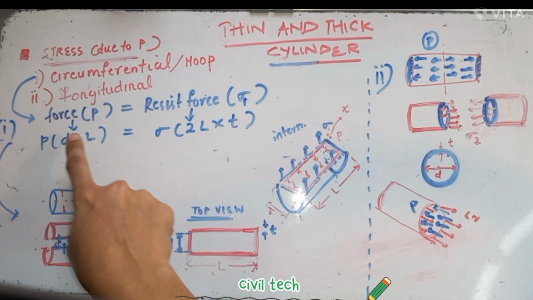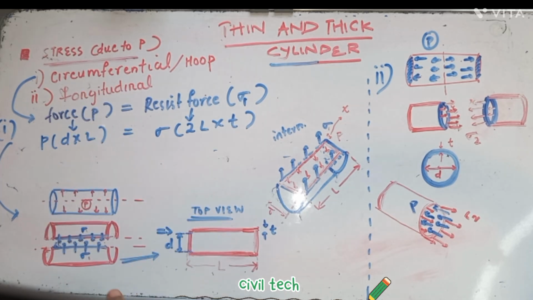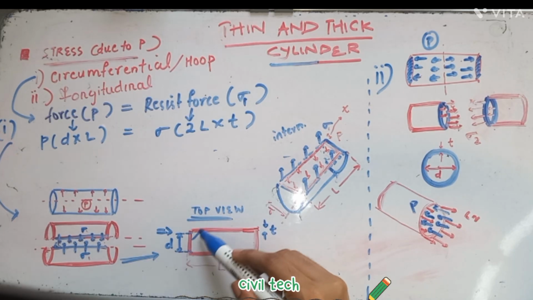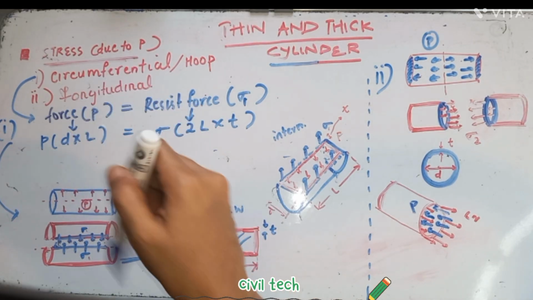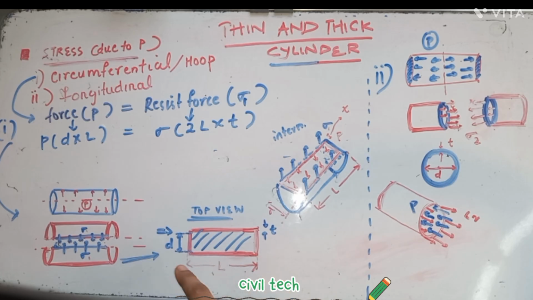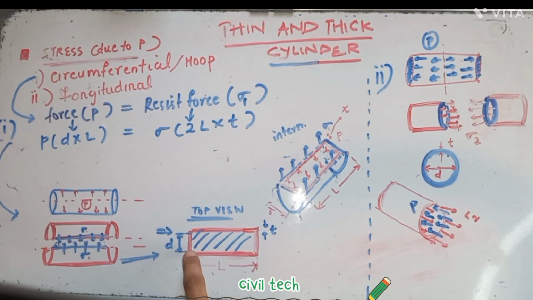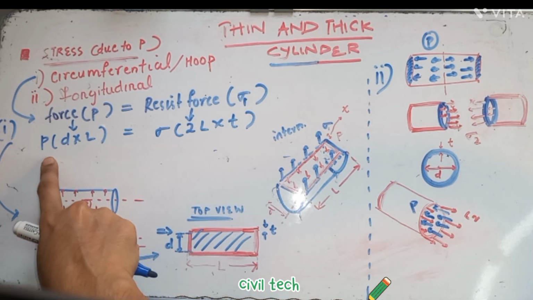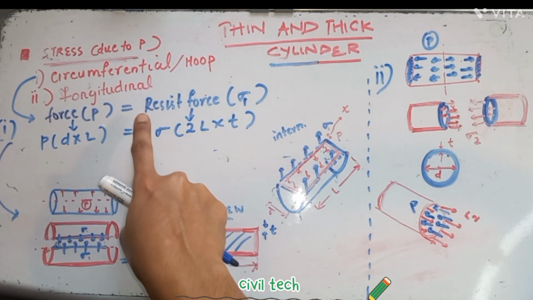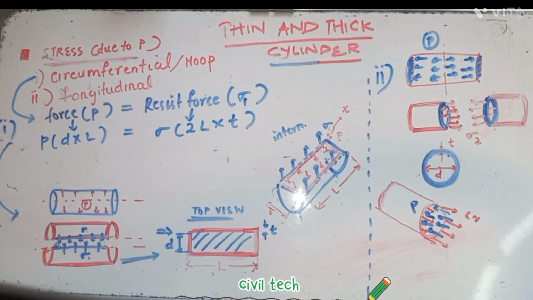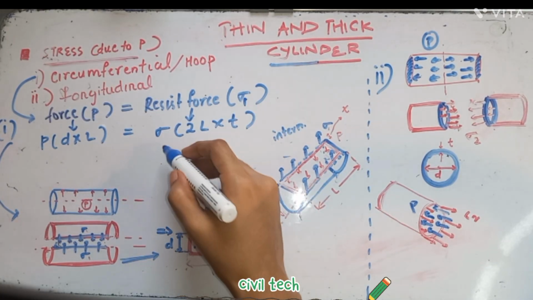Now we'll find the force due to pressure. P is acting on the rectangular area like this, when we are looking from the top. The solid thickness and the bottom solid portion look like a rectangle, and on this P is acting. So force is P into internal diameter D into length L, that is P D L.